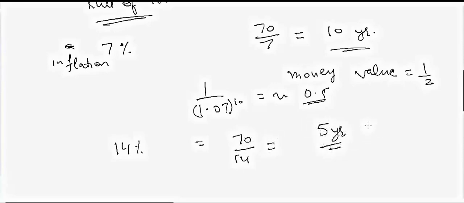So this is what we call the rule of 70. So these were the rules.